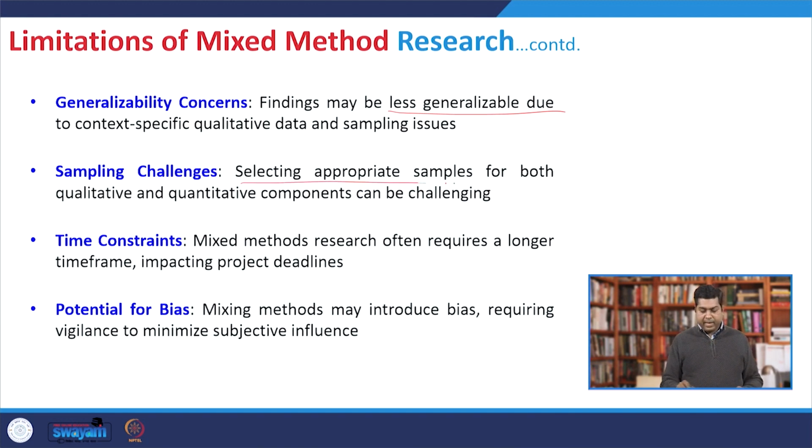Sampling challenges. Selecting an appropriate sample for both qualitative and quantitative components can be challenging, because as we discussed, for qualitative research a smaller sample can be a good sample, but for scalability in quantitative research we need a certain minimum sample. We discussed in several case studies the way they have adopted it. For some surveys they used 500 plus respondents. In some cases for buildings, they only considered around 50 odd buildings, but both are scientifically acceptable because of the nature and the context.